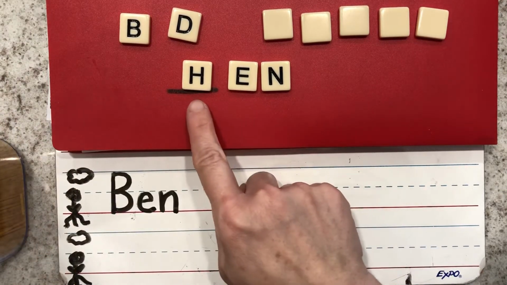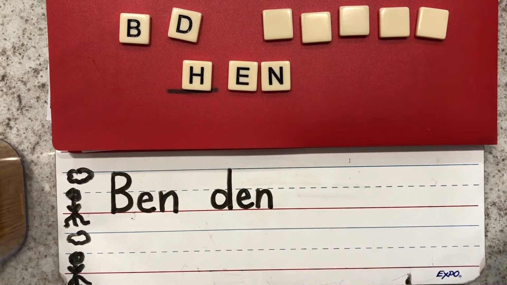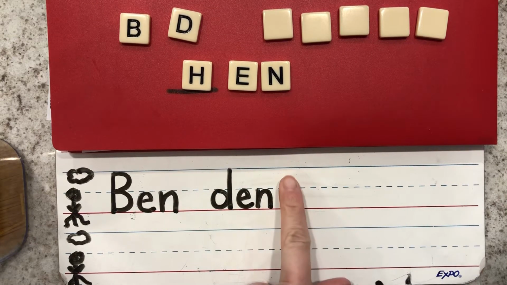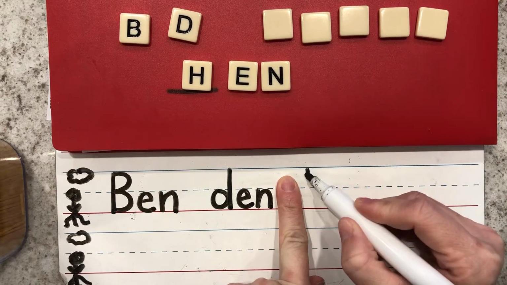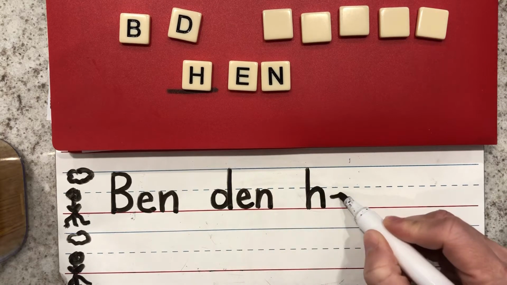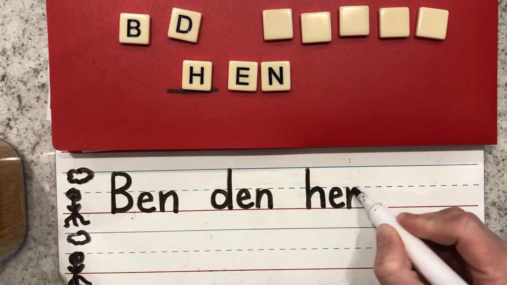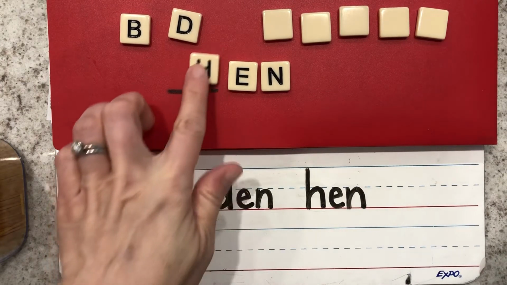We've got H, E, N, hen. Hen is a word, so I'm gonna go ahead and write that down. Lowercase h has a straight line down and then rainbow around to the ground. Then we've got lowercase e, lowercase n. Now we have three N word family words.